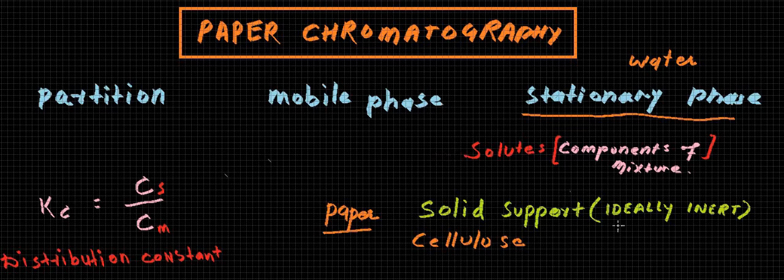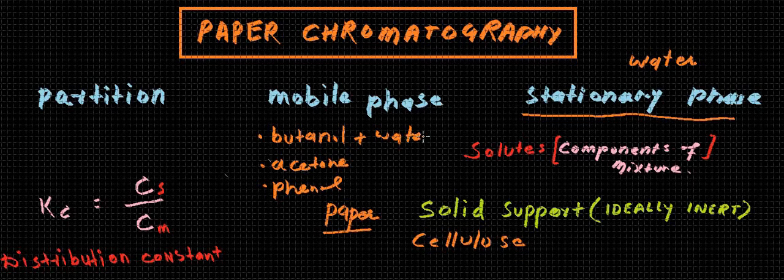So we will consider it as inert, and we have solute components which will interact with the stationary phase and mobile phase. Stationary phase is water that is held in the cellulose, and mobile phase is some other liquid. For example, it may be an alcohol like butanol, it may be acetone, maybe phenol, or sometimes a combination is used, for example, phenol and butanol and water, or acetone and water and acetic acid.